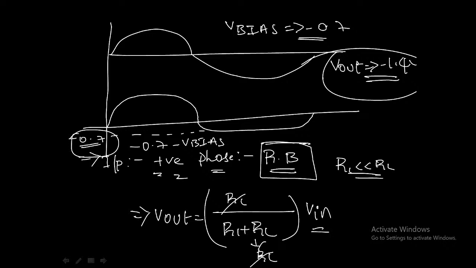So this is about the input and output voltage of clipper circuits, and this is how positive clippers and negative clippers work. I hope you have got a clear idea about how a positive clipper and negative clipper work, right?